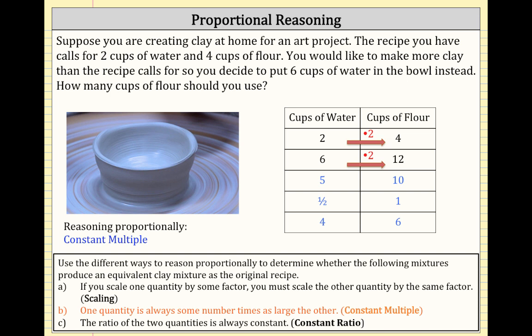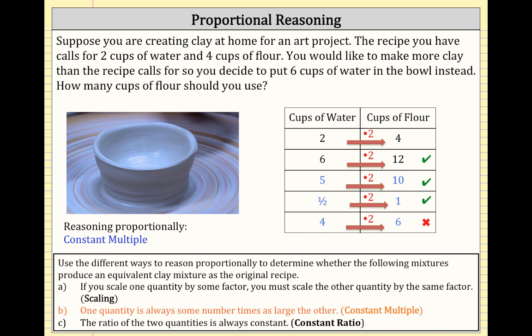So 6 times 2 is 12. That matches, correct. And so what we're going to do is look at 5 times 2. Does that come out to be 10? Yes. Okay, does 1/2 times 2 equal 1? Yes. Does 4 times 2 equal 6? The answer is no. 4 times 2 is 8. But notice over here in the table you have 6. So the 4 and 6 is not in a proportional relationship to the original mixture.